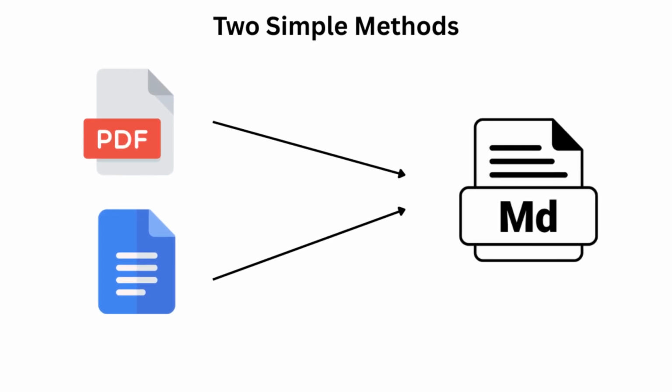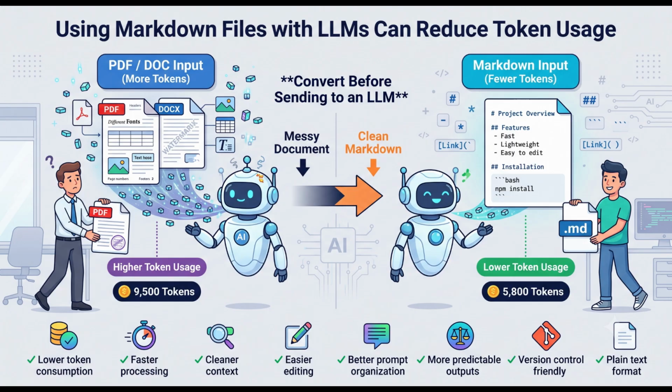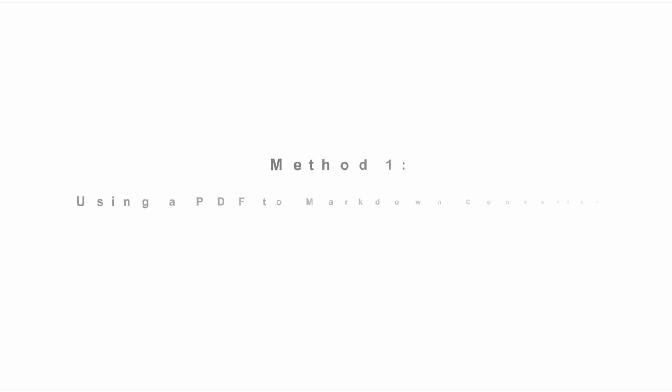In this video, I'll show you two simple ways to convert a PDF or doc file into a Markdown.md file. Using Markdown files with LLMs can help reduce the number of tokens used because they mainly contain text and avoid unnecessary formatting.